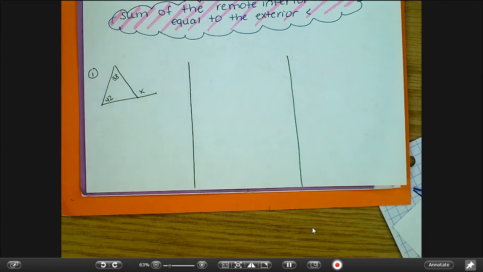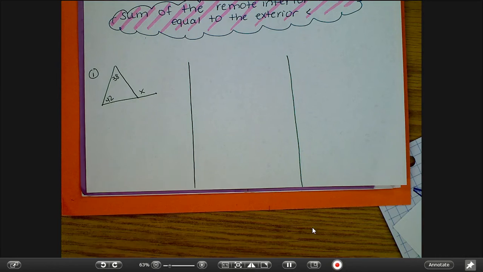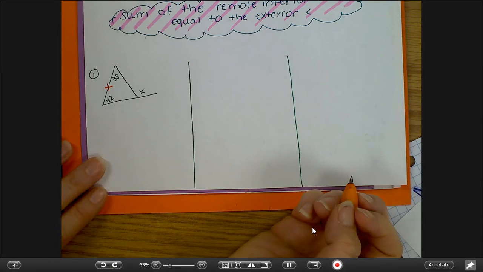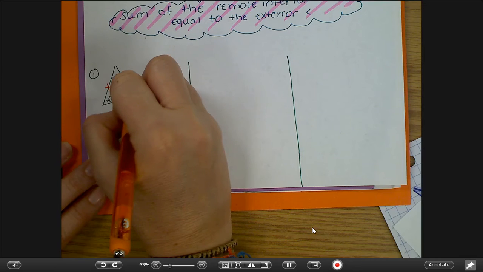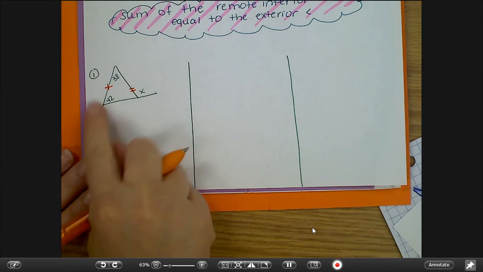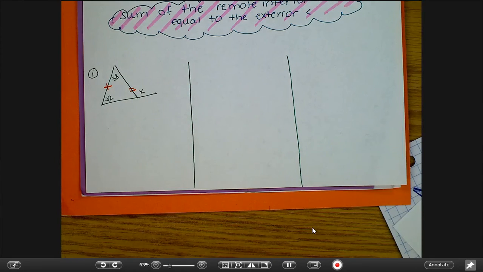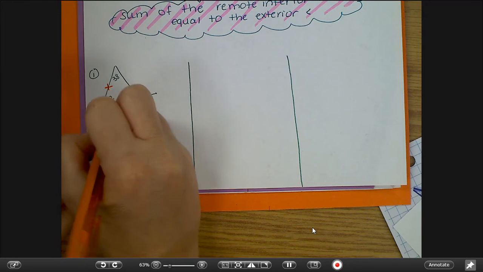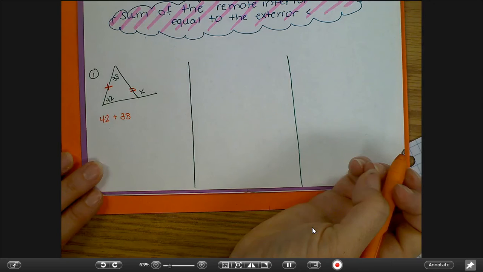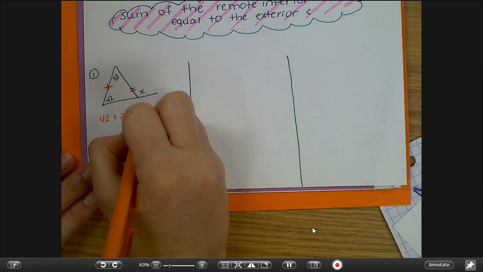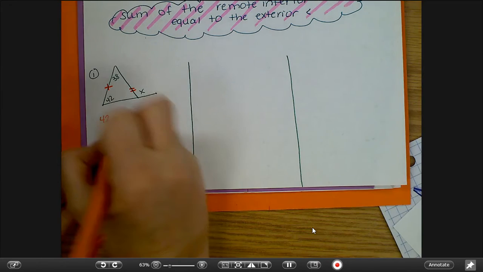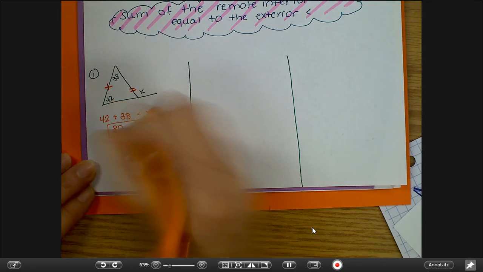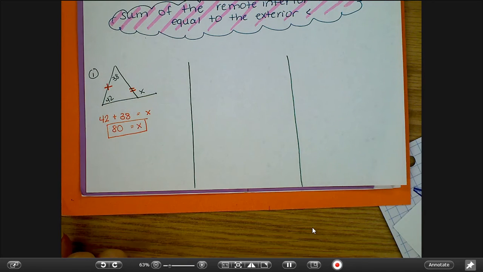All right, so this is our exterior angle, and we know that the sum of the remote interior, I kind of write it like this, is equal to the exterior. That little notation just makes me feel happy, so that's how I do it. So we add the remote interior angles, and that is equal to the exterior angle. And then we just add those up. So that's 80 equals x. So in this case, the exterior angle is 80 degrees.